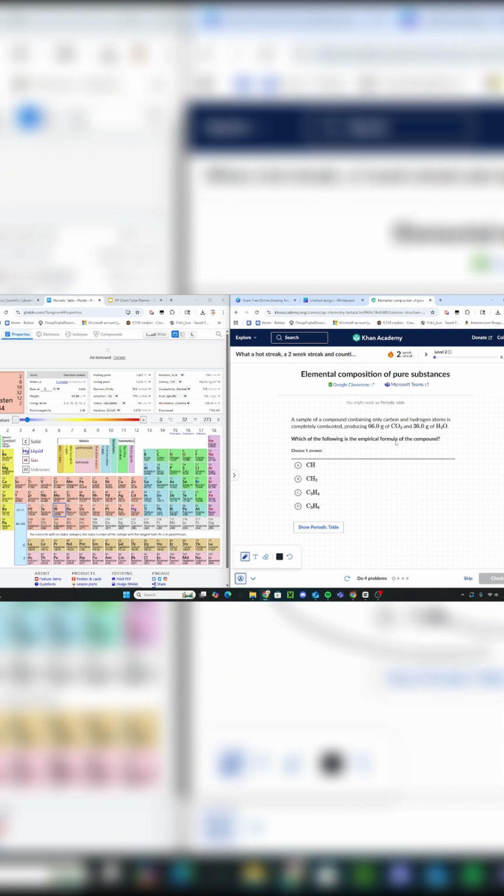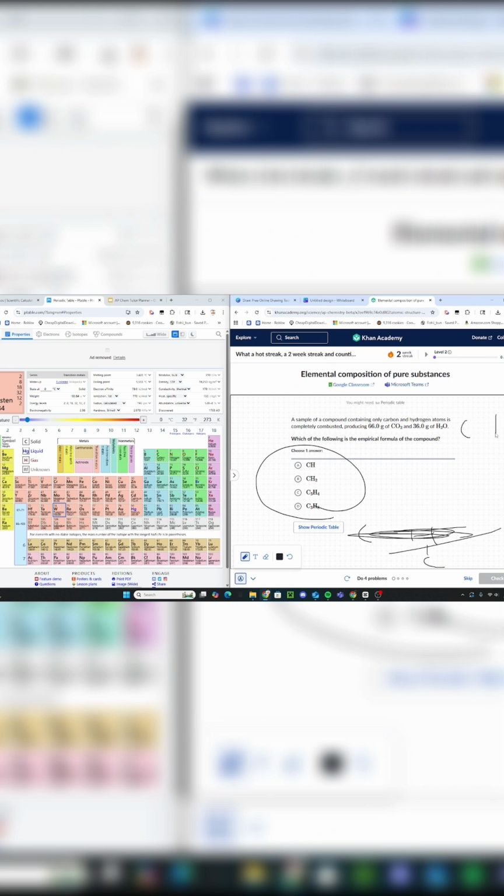Now let's do a problem. This says that a sample of a compound, containing only carbon and hydrogen, is completely combusted. So that means it broke its bonds, C, H, however the structure was, they broke, right? And that left C and H, just some atoms floating around, and they bonded with the oxygen in the air. So they bonded with oxygen.